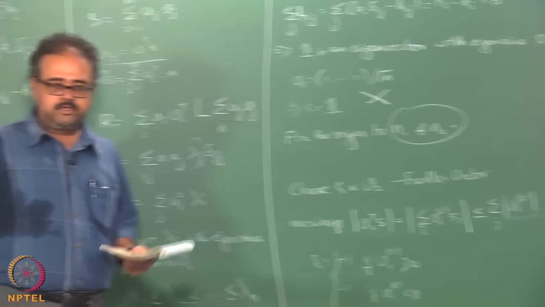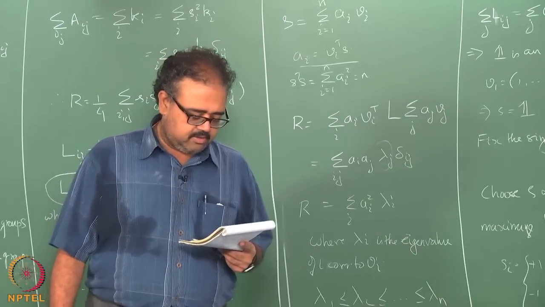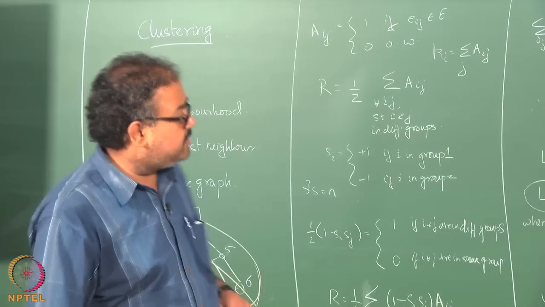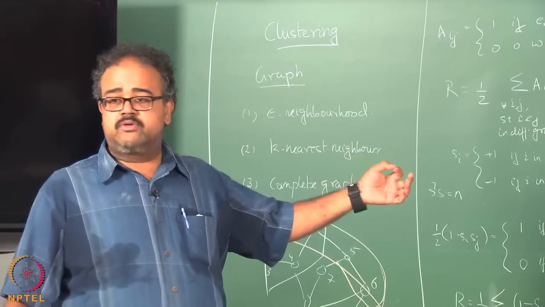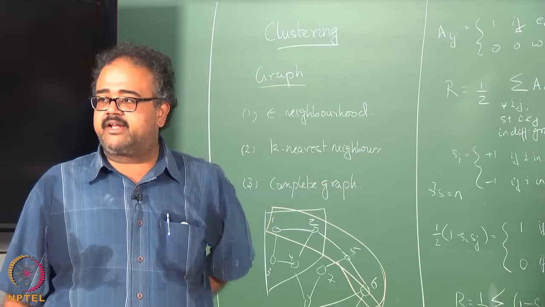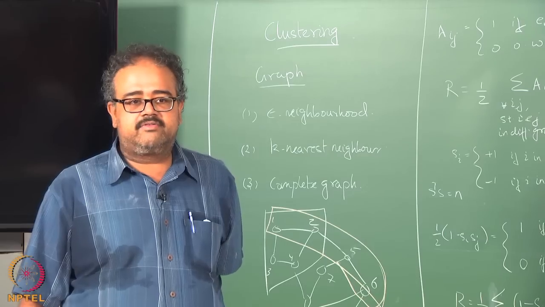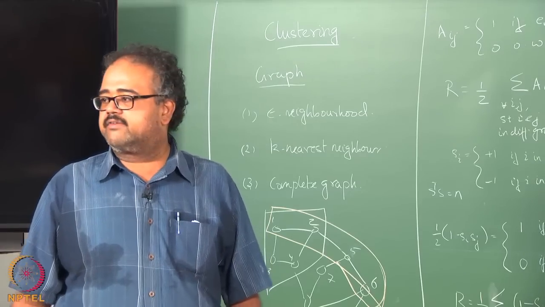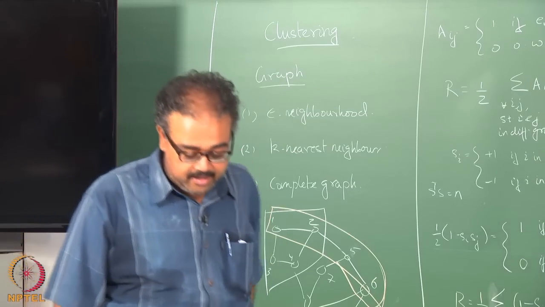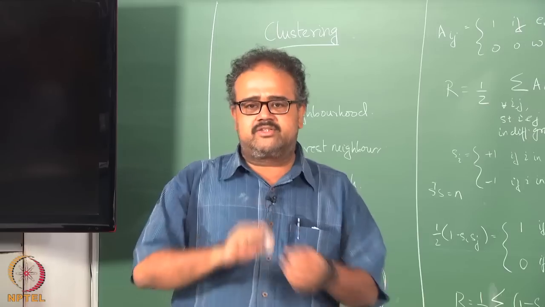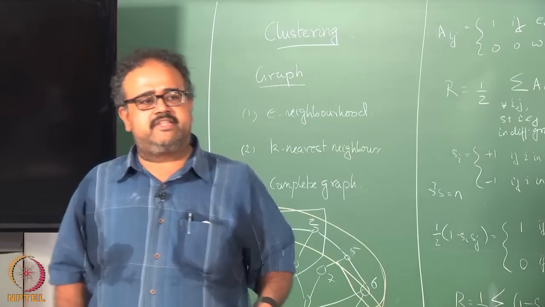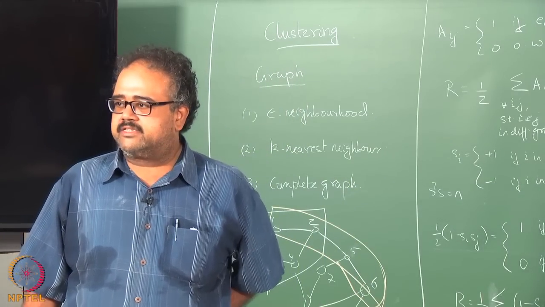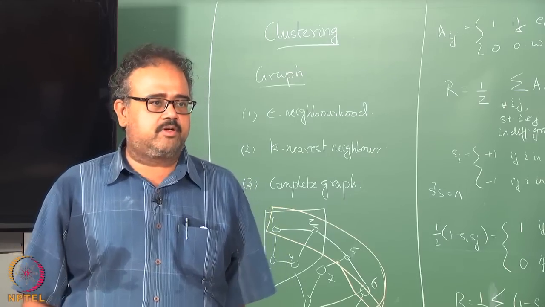Before somebody asks me what you do for lambda equal to 0, just put it somewhere else. Great. And the second, lambda 2, is also sometimes called the algebraic connectivity of the graph. It tells you how well connected the graph is. There are a whole bunch of other interpretations associated with each of the eigenvalues of the Laplacian, but the second one is the most important one.